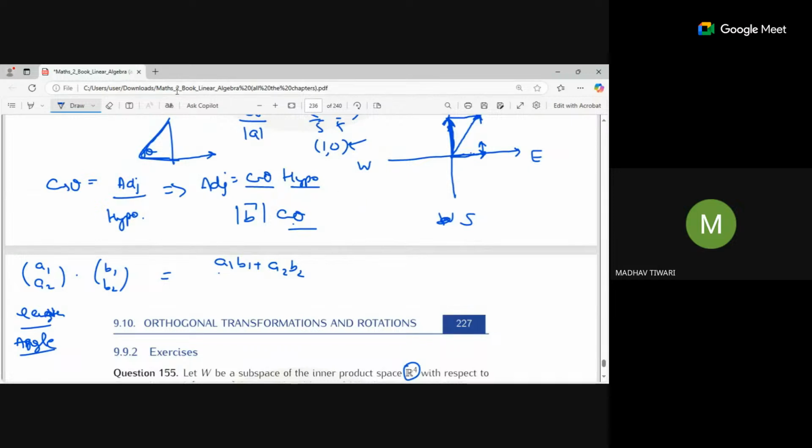I think I have already solved it. Let me open that part so that I don't have to solve it again. Let me explain directly from there. Here it is.